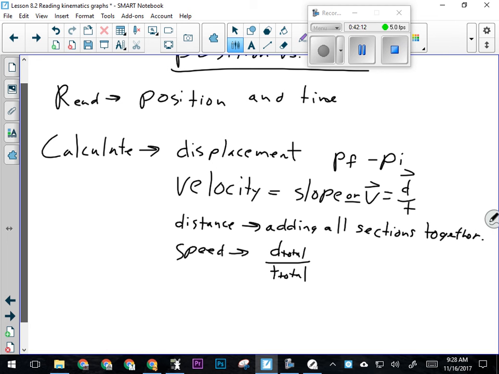All right. Questions on what we can get from the position versus time graph? Yeah, because it's on there, right? So again, we're reading position and time. We could calculate total time. It would just be t final minus t initial. We can write that.